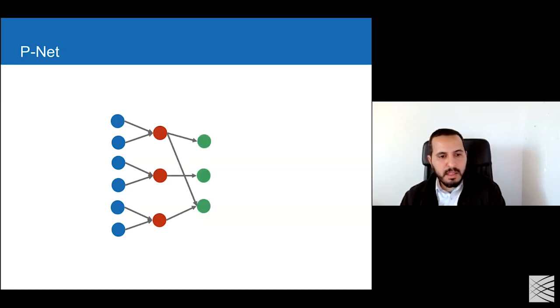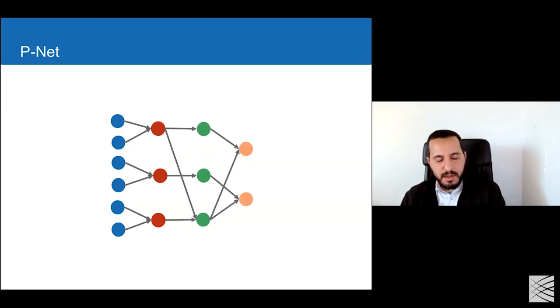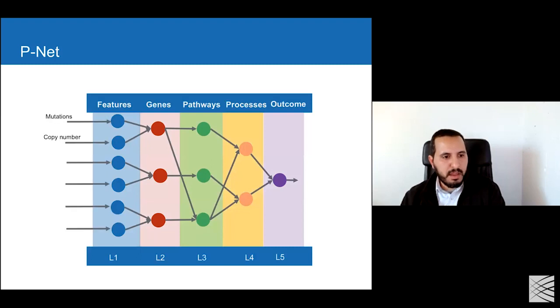And the next layer, we have a set of pathways, and the connection between the genes and pathways are based on our prior knowledge that this gene is part of this pathway. The next layer probably includes some biological processes, a higher-level one that is composed of multiple pathways, and so on and so forth, until you can come up with a certain outcome that you are interested in. So this seems a very simple thing. However, it is powerful.